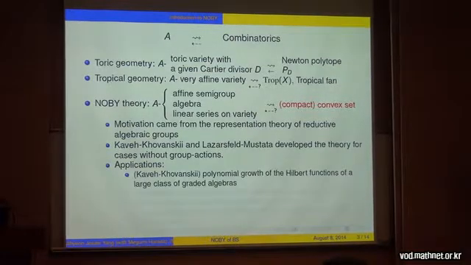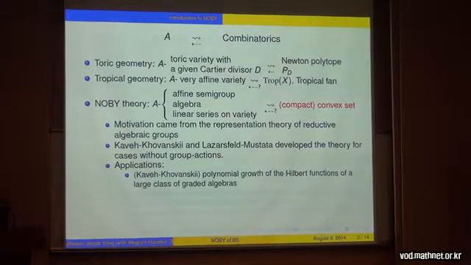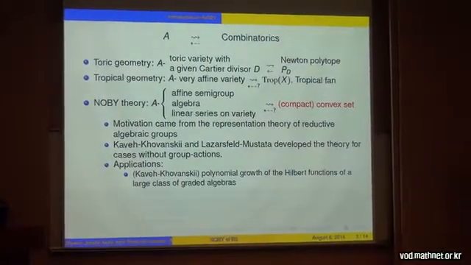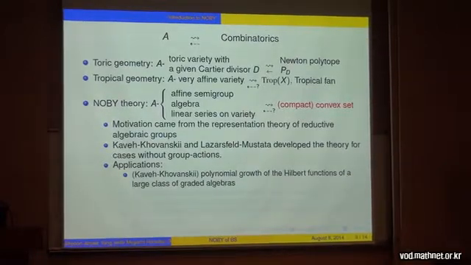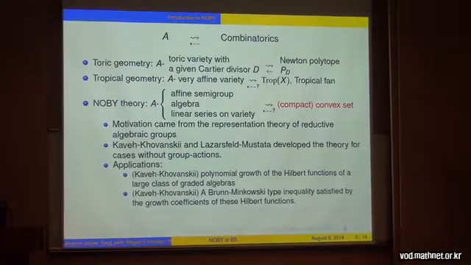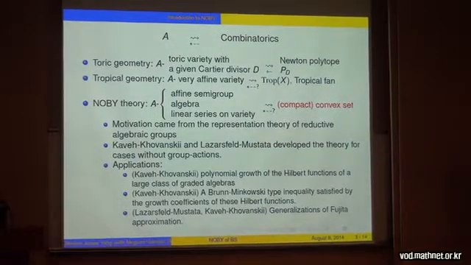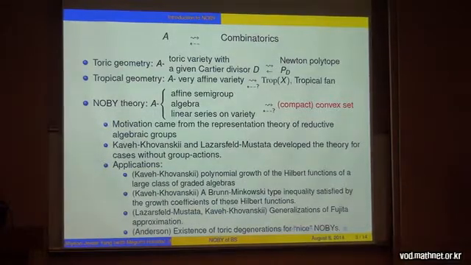Here are just a few applications. Khovanskii proved that for a large class of graded algebras, the Hilbert functions have polynomial growth. Also, they proved that the growth coefficients for these Hilbert functions satisfy a Brunn-Minkowski type inequality. Also, Lazarsfeld-Mustata and Khovanskii generalized Fujita approximations for linear series of a variety. And also, David Anderson showed that there exists a certain type of toric degeneration when you get a nice Newton-Okounkov body.